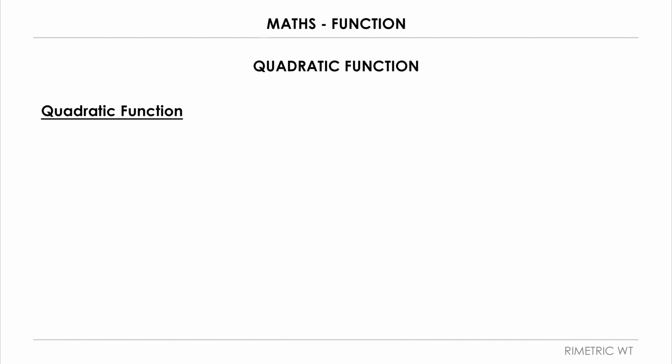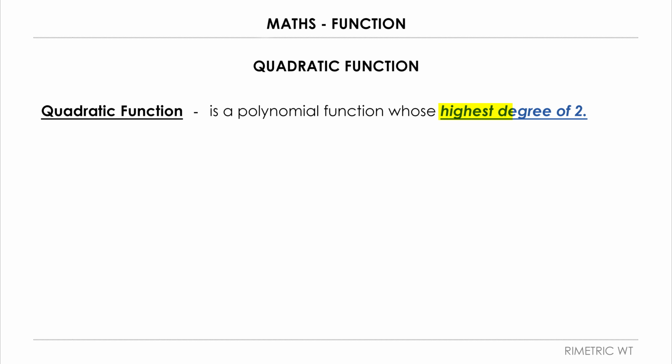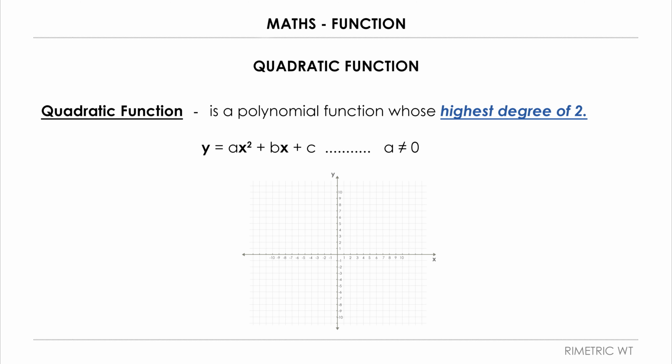A quadratic function is a polynomial function whose highest degree of the variable is 2. It is usually written in the standard form y equals ax squared plus bx plus c, where a does not equal 0. Think of quadratic functions as curving functions. Unlike a linear function, which has a constant slope, a quadratic function produces a parabola, meaning its rate of change is constantly changing as you move along the x-axis.